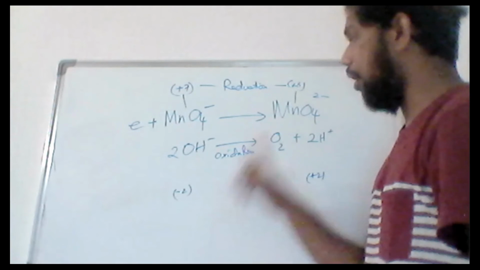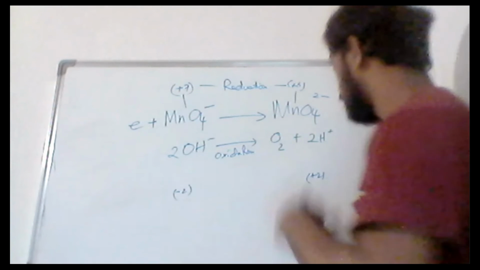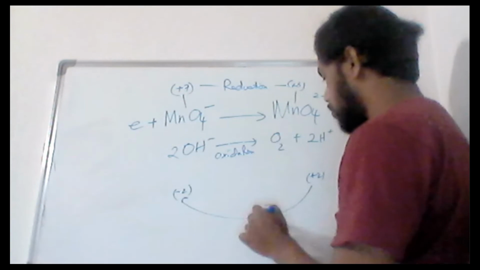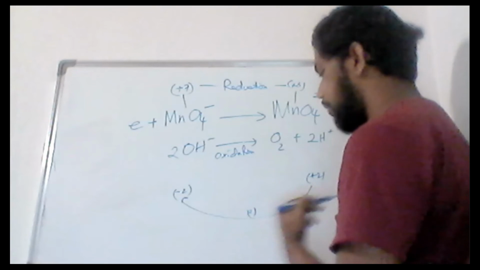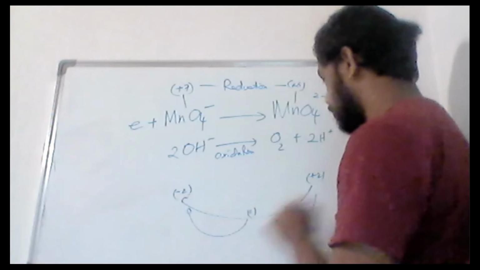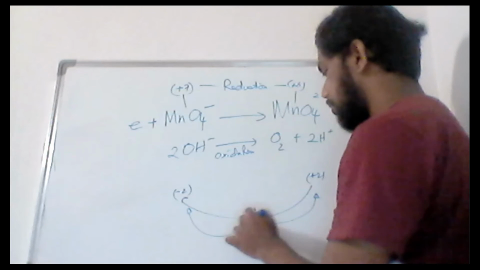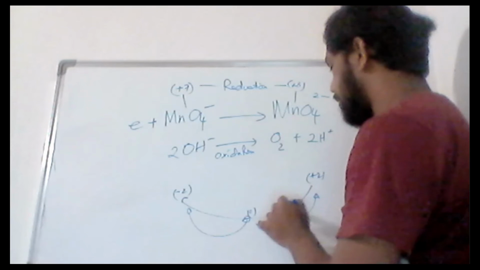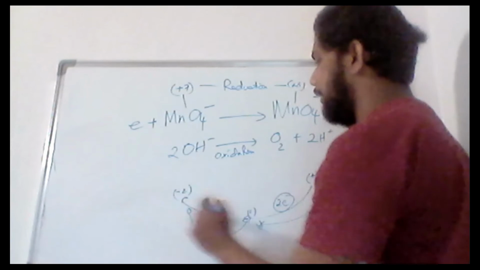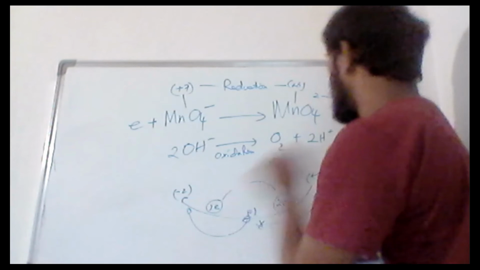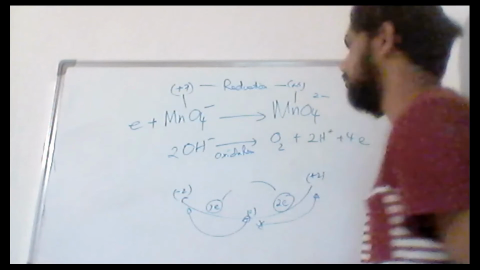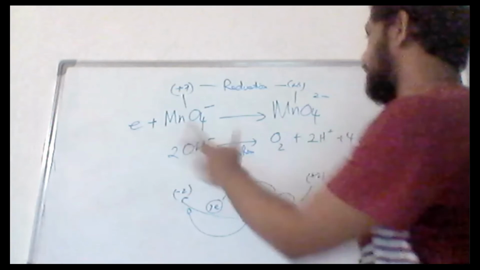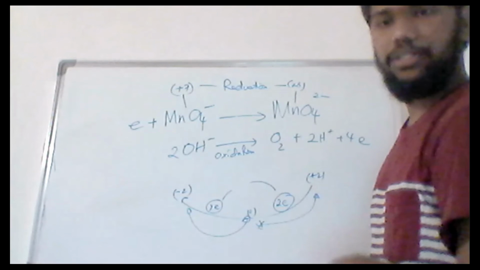Okay. Now, how can you go from +2 to -2? First, you have to go from +2 to 0, then 0 to -2. So, what is the difference? Don't forget to take the exact difference. Here there is a difference of 2 electrons, and here there is a difference of 2 electrons. So totally we have 4 electrons here, because here from +4 to +2 there is 2 minus, here there is 2 minus. So automatically it is okay.